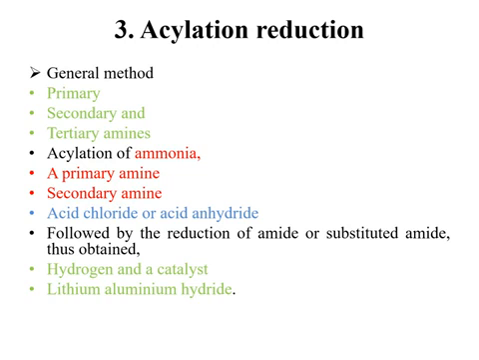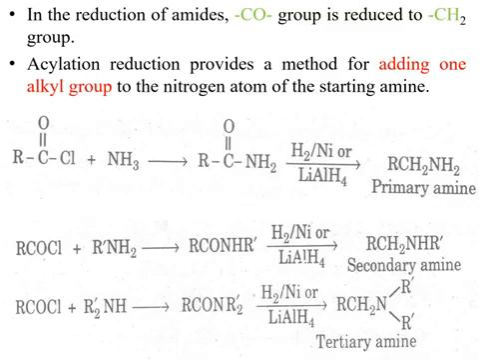So initially we shall take a derivative of carboxylic acid, whether acid chloride or acid anhydride. Then this will be converted into amide or substituted amide, and then we shall carry its hydrogenation with catalyst or lithium aluminium hydride to obtain our product, that is amine. In the reduction of amides, the carbonyl group is reduced to CH2 group. Acylation reduction provides a method for adding one alkyl group to the nitrogen atom of the starting amine.